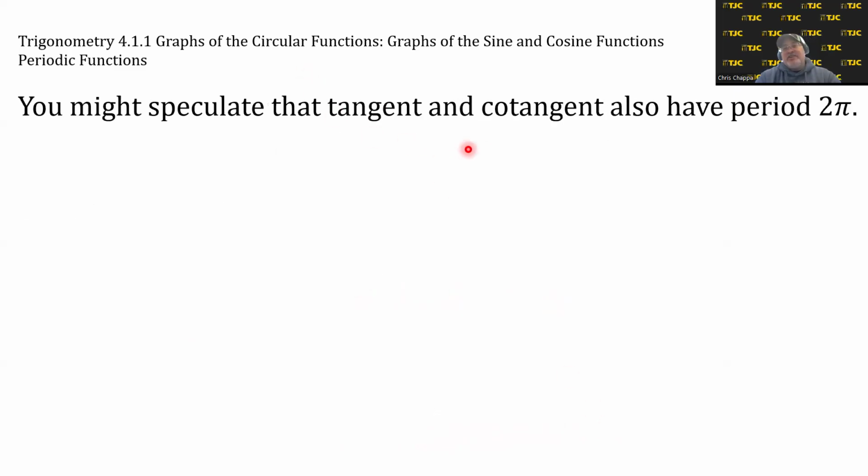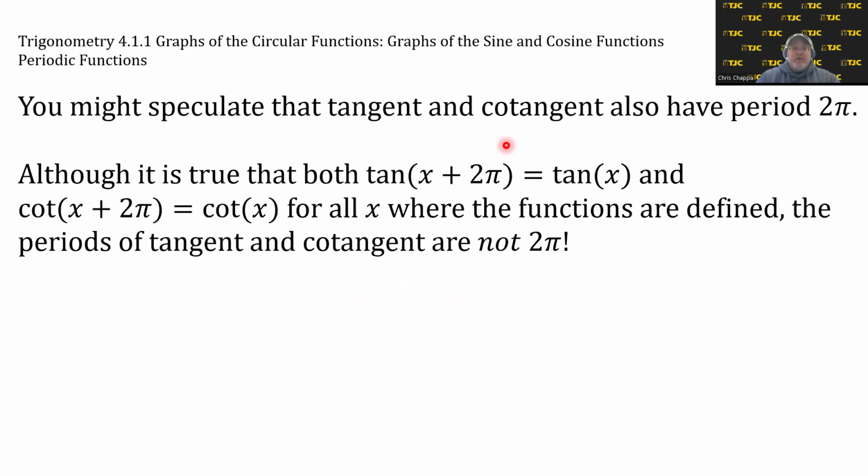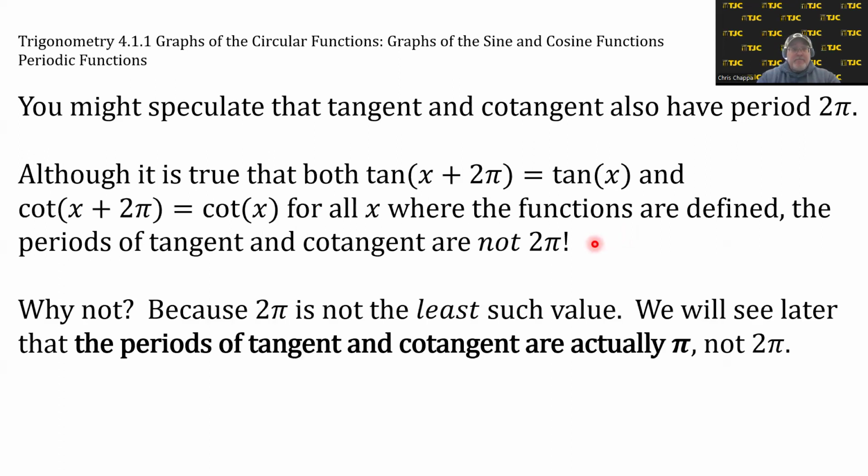Now, you might speculate that tangent and cotangent also have period 2 pi, because one trip around the unit circle takes you back to where you started. Although it is true that both tangent of x plus 2 pi equals tangent of x and cotangent of x plus 2 pi equals cotangent of x for all x where the functions are defined, the periods of tangent and cotangent are not 2 pi. Why not? Because 2 pi is not the least such value. We will see later that the periods of tangent and cotangent are actually pi, not 2 pi.